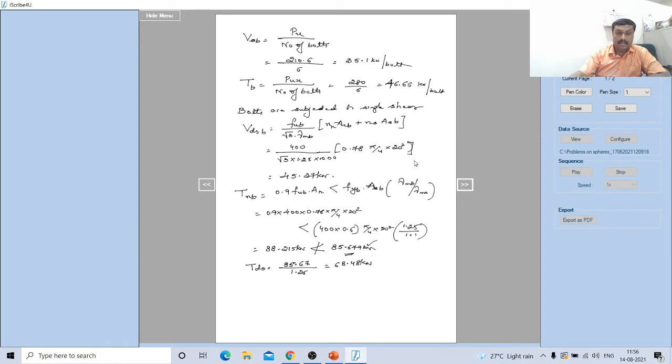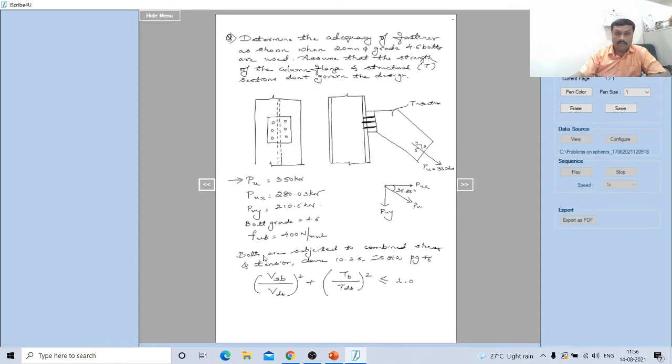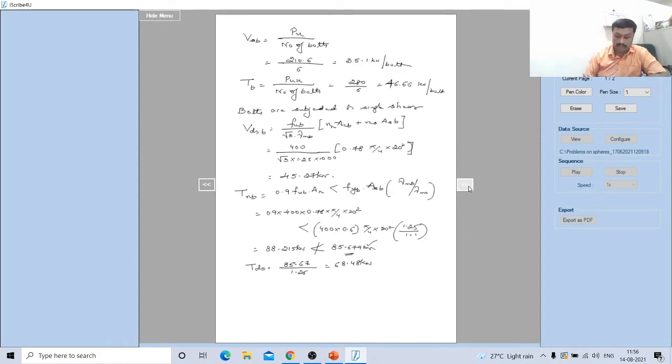So therefore, as per the formula for bolts subjected to combined shear and tension, to put up the formula now, (35.1 divided by 45.27) whole square plus (46.66 divided by 68.48) whole square should be lesser than or equal to 1. So this is 1.606, which is greater than 1. So what does it indicate?